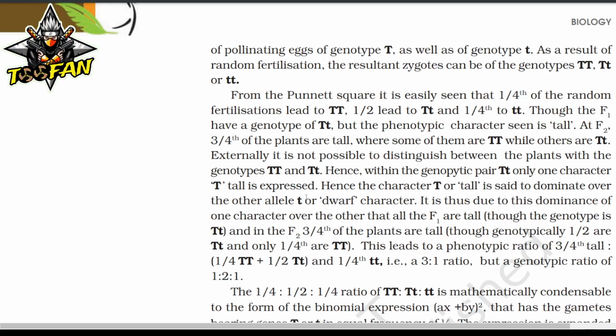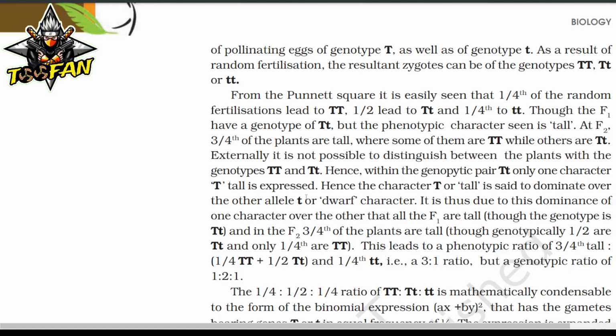Though the F1 have a genotype of capital T small t, the phenotypic character seen is tall. At F2, three-fourths of the plants are tall, but some of them are TT tall, while others are Tt tall. Externally, it is not possible to distinguish between the plants with the genotypes TT and Tt. Hence, within the genotypic pair Tt, only one character, tall, is expressed, and the character capital T tall is said to be dominant over the other allele, that is the dwarf character.